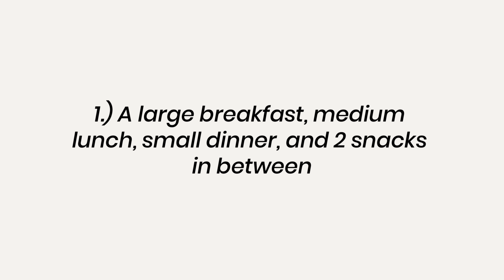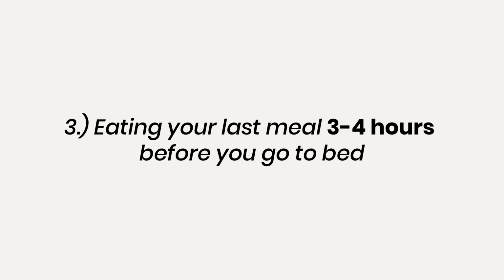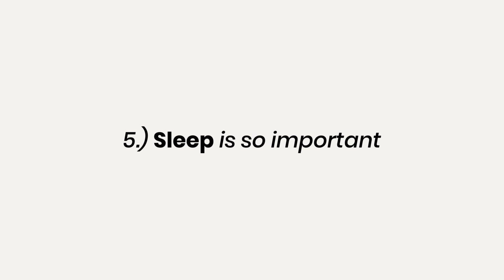In closing, some of the things that you can do to help stabilize your blood sugar are going to be a large breakfast, medium lunch, small dinner, 2 snacks in between, eating your first meal 30 to 60 minutes upon waking, your last meal 3 to 4 hours before you go to bed. Exercise helps to lower blood sugar spikes and also helps to resensitize insulin receptors. Sleep is so important. If I could package the effects of sleep and put it in a pill, oh my God, that would change the world. So exercise, sleep, meal timing, these are some basic things that you can implement and watch your blood sugar stabilize and your insulin receptors start to normalize.